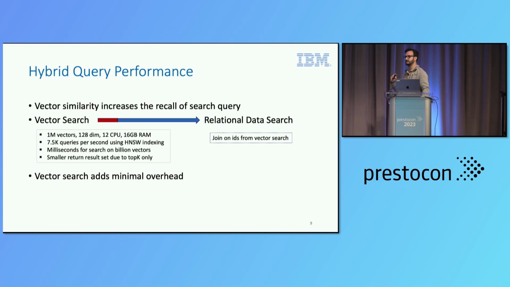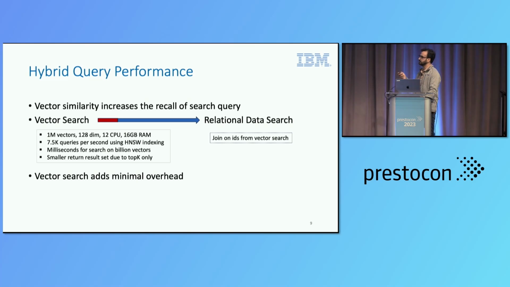The time taken by the vector search is very small. If you can see here, with 1 million vectors of 128 dimensions and 16 GB of RAM, we can have 7,500 queries per second. And even with 1 billion vectors, it takes only a few milliseconds to search the top K. Another important point is that this vector search query has to return only a small set of values, the IDs only. It doesn't have to return a lot of data. All of this together makes it a very fast query.